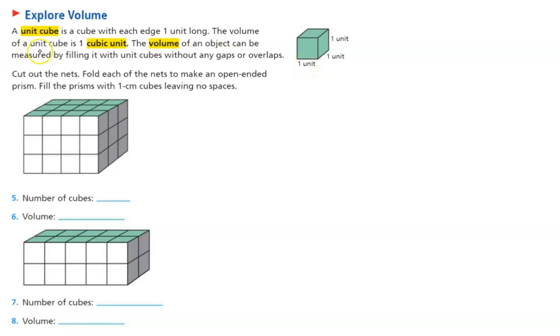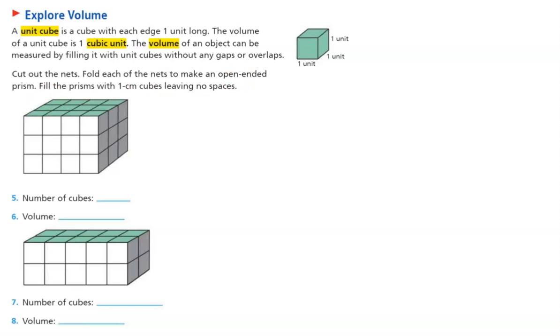It says the volume of a unit cube is 1 cubic unit. The volume of an object can be measured by filling it with unit cubes without any gaps or overlaps. Like I said earlier, finding out what's going on the inside of a shape. So here it says cut out the nets and fold them to make an open-ended prism.